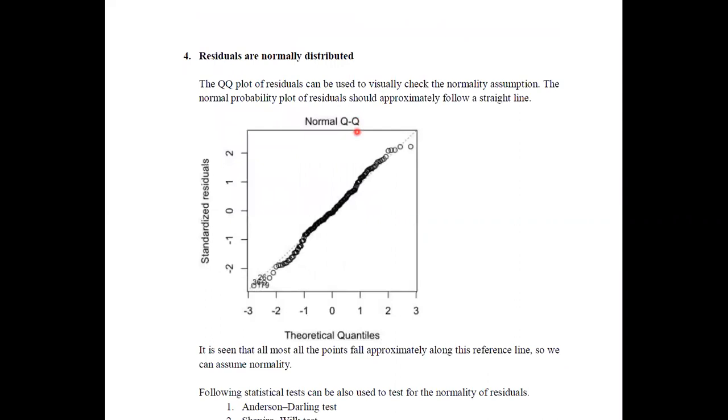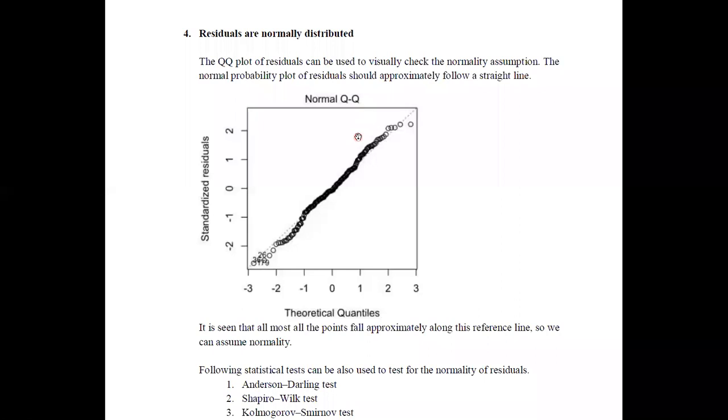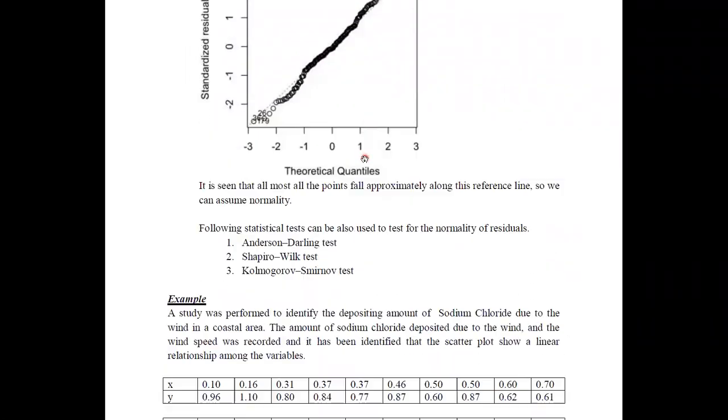The graphical way of testing is the QQ plot. If the QQ plot suggests that points are exactly on a line, then we can say that residuals are normally distributed. The tests associated with testing normality are the Anderson-Darling test, Shapiro-Wilk test, or Kolmogorov-Smirnov test. And now we will discuss an example for this.